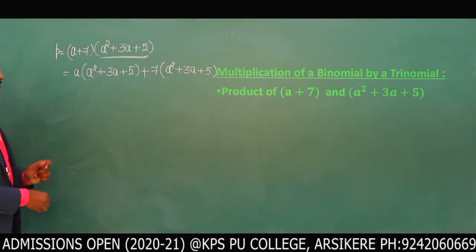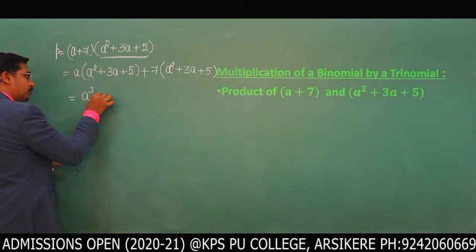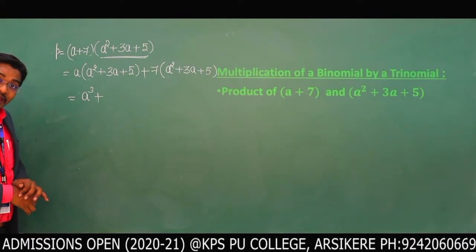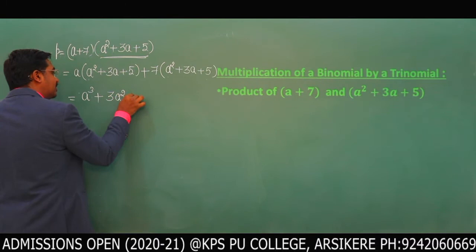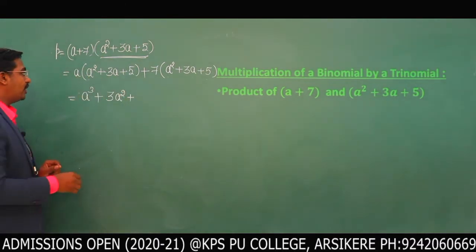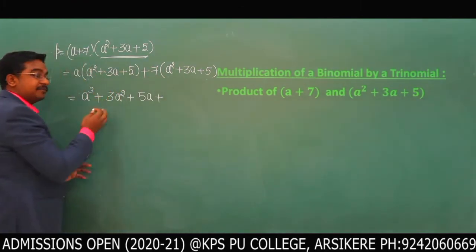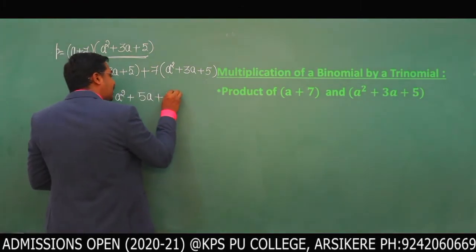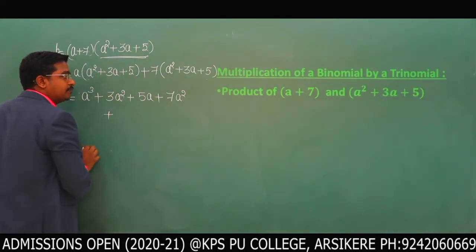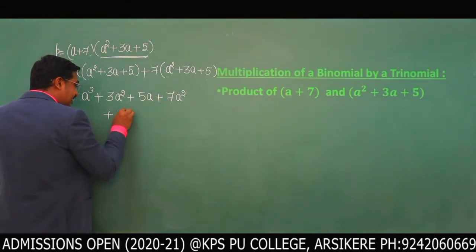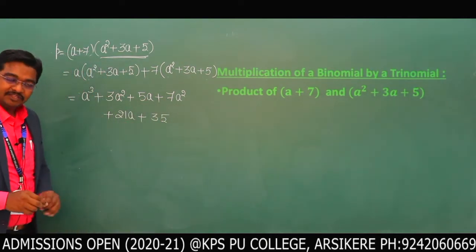So what is the product here? a into a square becomes a cube, because the bases are the same, powers can be added. a into 3a becomes 3a square, plus 5 into a, plus. So the first term is completed. What about the second term? 7 into a square is 7a square, plus, because plus into plus becomes plus, 7 threes are 21a, plus 35. Understood?